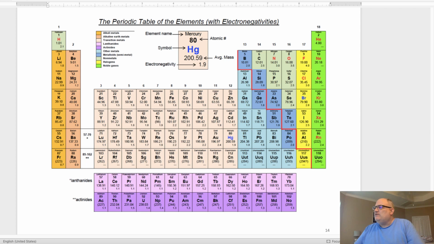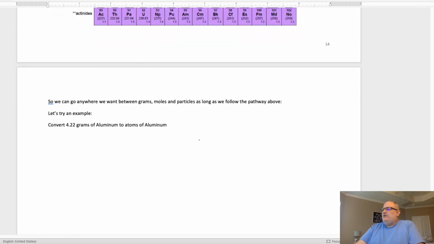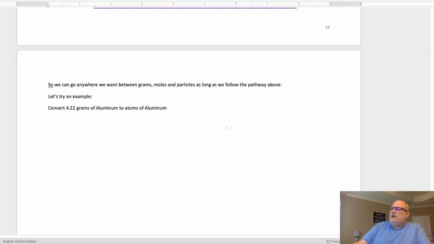So I'm going to remind you that the numbers underneath each of these elements here are the molar masses that we may need whenever we're going between grams and moles of something. So let's take a look at a particular problem, because the only way to do this best is to do it this way. Let's say I gave you 4.22 grams of aluminum, and I wanted you to go to atoms of aluminum.